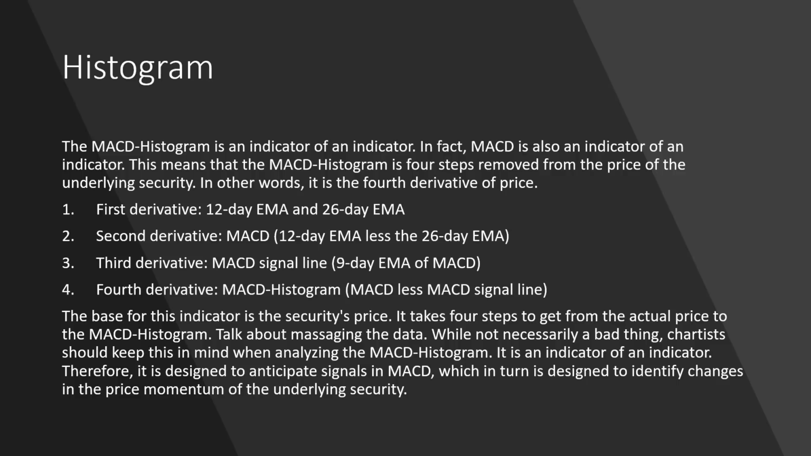Then we go to the third derivative, which is the MACD signal line, which is a 9-day EMA of the MACD line. And then we go to the fourth derivative, which is the MACD histogram, which is the MACD less the signal line. Okay. Now, moving far away from price isn't a bad thing, because what it's doing is analyzing all of that price.